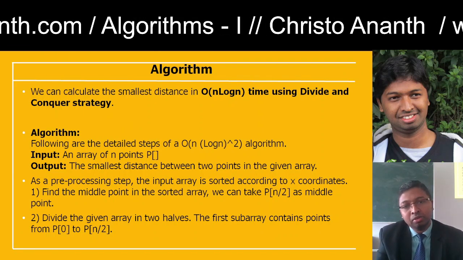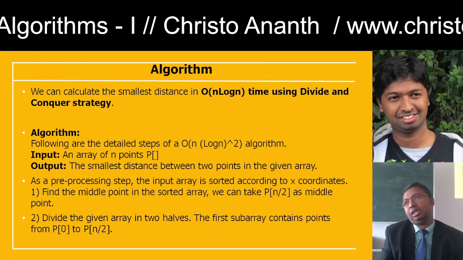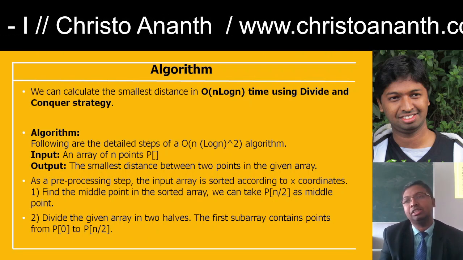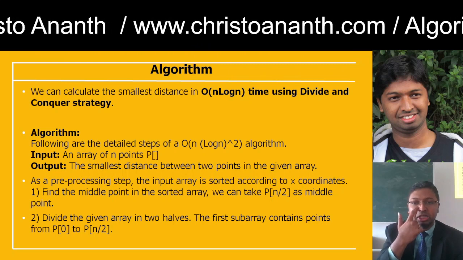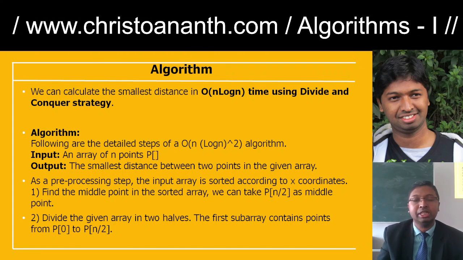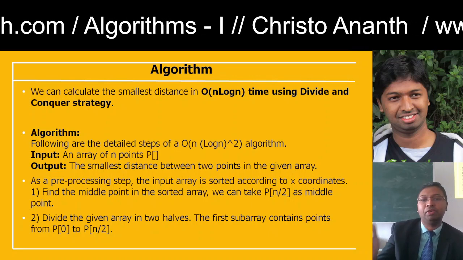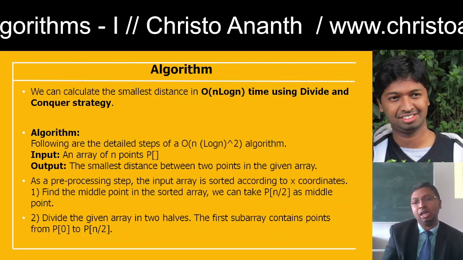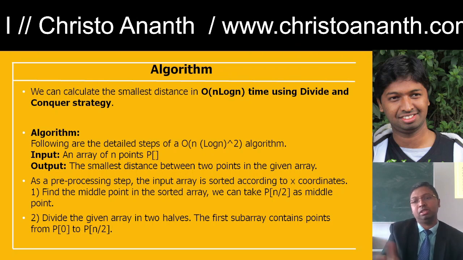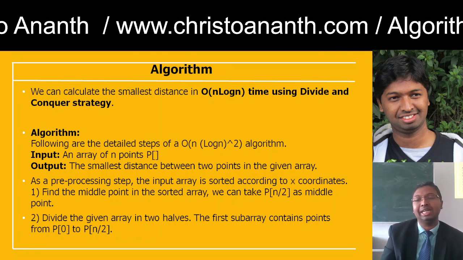The output should be the smallest distance. You are going to calculate the smallest distance between 2 points in the given array. Here the input array is first sorted according to the x coordinates. You have to find the middle point in the sorted array, and we take the point P[n/2] as the middle point.